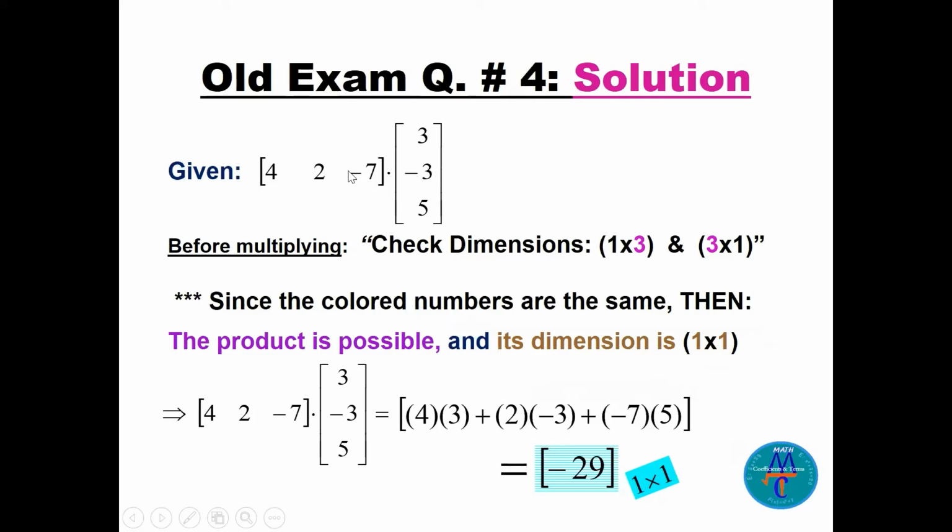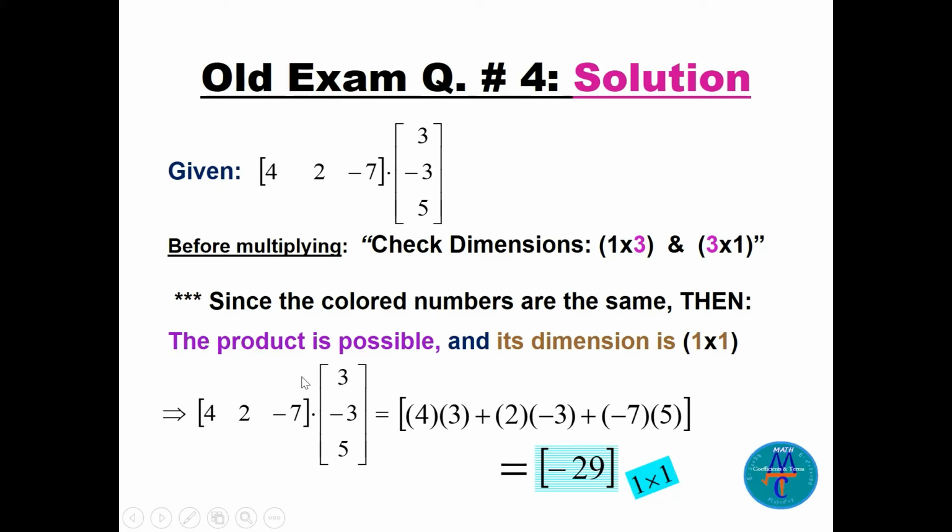This one is one row. See, this is one row, 1 by 3. And this is 3 rows here, 3 by 1. Yes, these numbers are the same. So the product is possible, and we can multiply, and the result is 1 by 1. Amazing. So this is one row, one column.